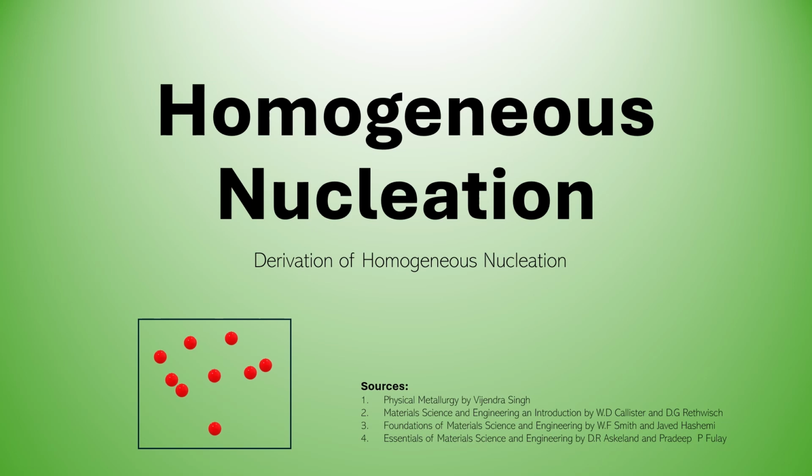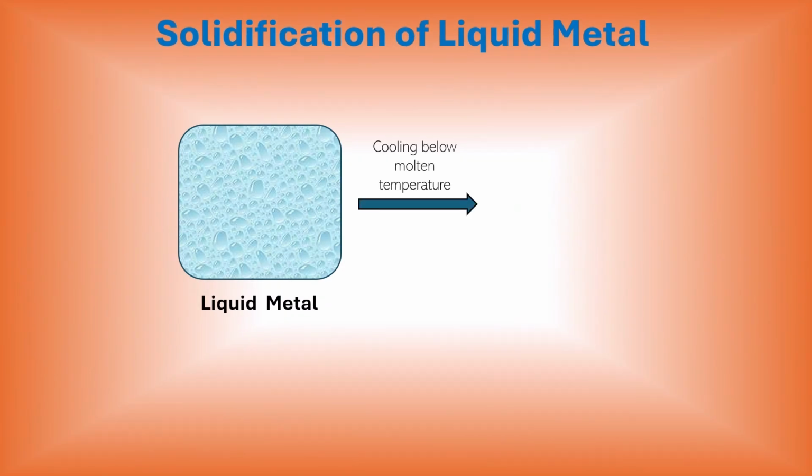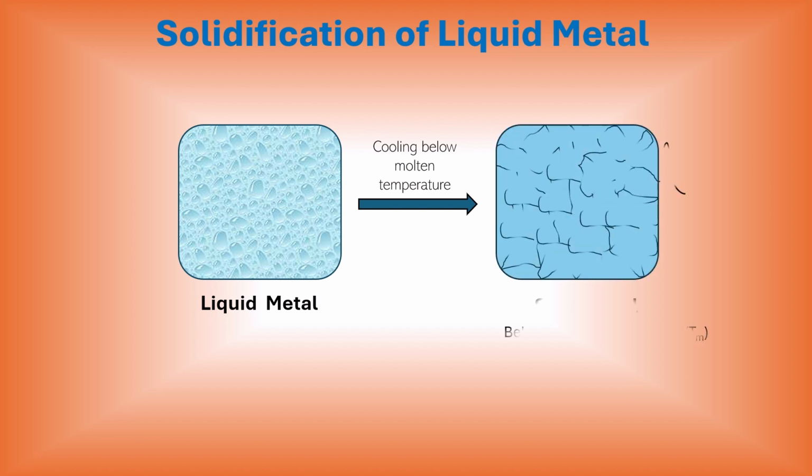Here we will discuss homogeneous nucleation and its mathematical expression. Suppose the temperature of the liquid metal is brought below its melting temperature, such that solid metal is now a stable phase. We can ask the question: how does the solid appear and the liquid disappear?